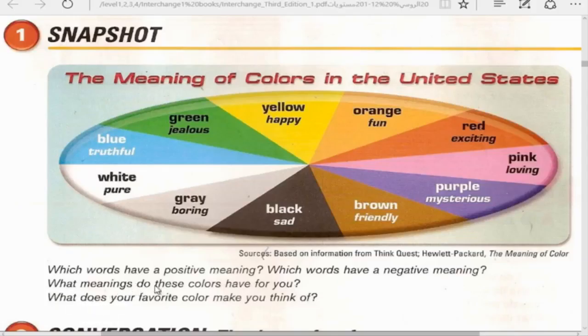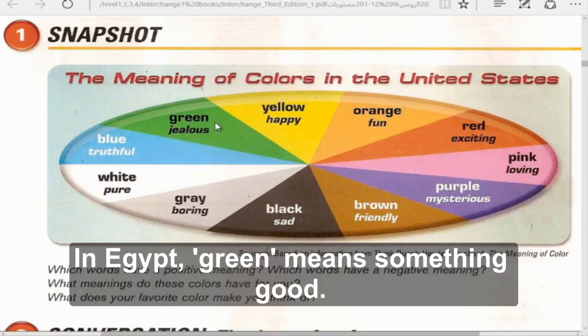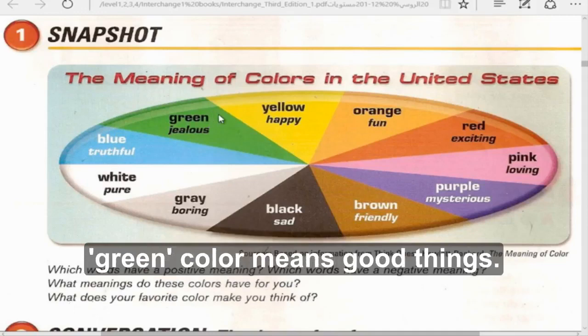What meanings do these colors have for you? In Egypt, green. Green means jealous in the USA. In Egypt, green means what? Something good. Green, good things.